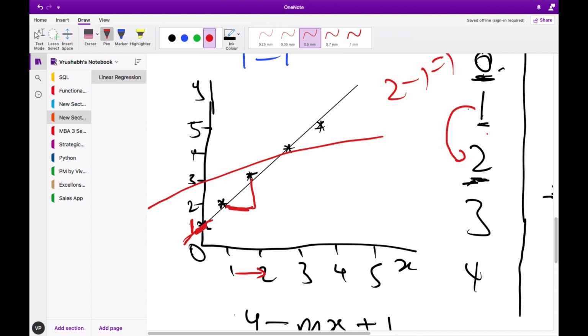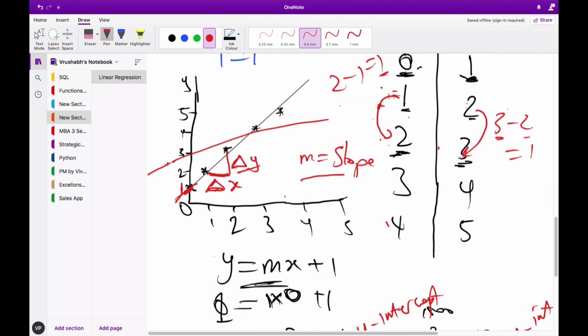It's going to be the change. We use this delta sign over here, change in X, and then here is going to be the change in Y. And that is what is represented by the M. We refer to that M as slope. So later on, if you hear me saying slope, all I mean is the change in Y with respect to the change in X.